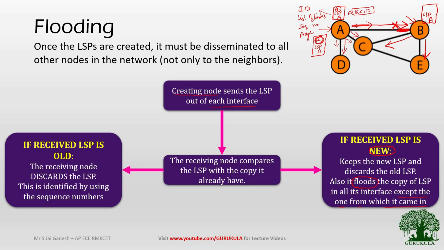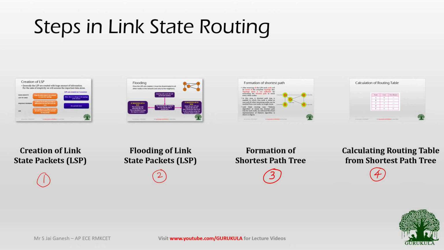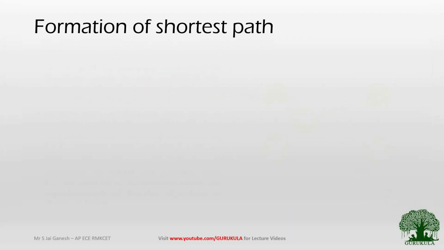This process will keep on happening at each and every node, and this process of exchanging LSPs will stop at one particular point, when the node has only one single route to reach the destination. So that is all about the flooding, and now we will see how the shortest path tree is formed.